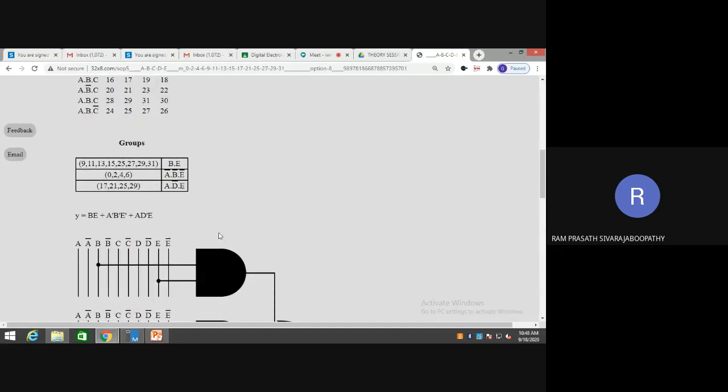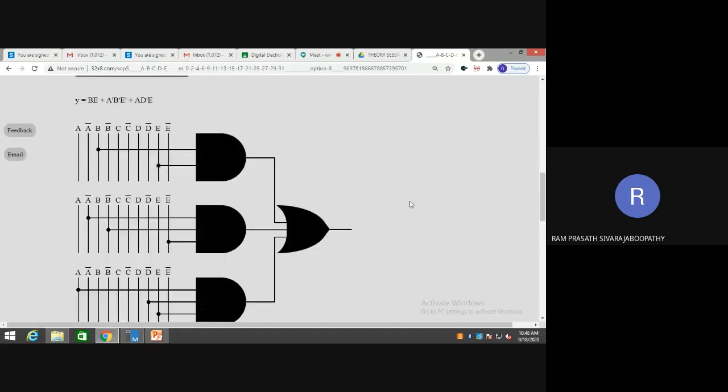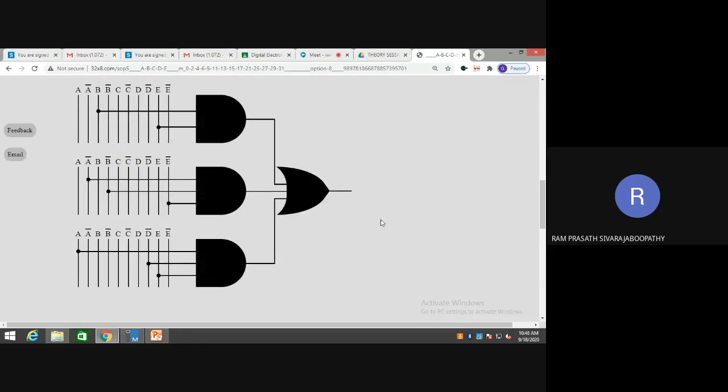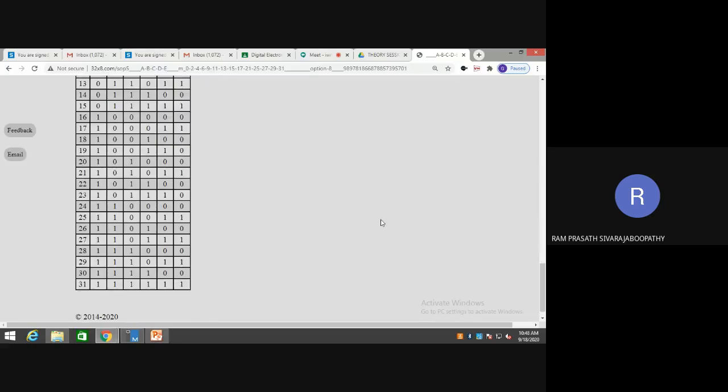What about the final answer we are having? BE, A bar, B bar, E bar, A, D bar, E. Along with the circuit you will be getting it. That's it. We got our output along with the circuit. Is it clear? So you can refer to this.